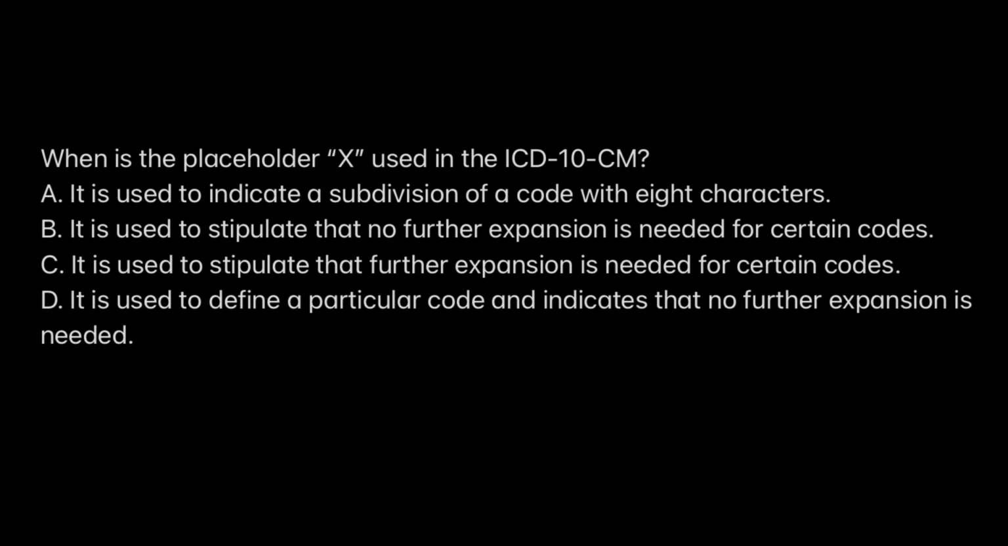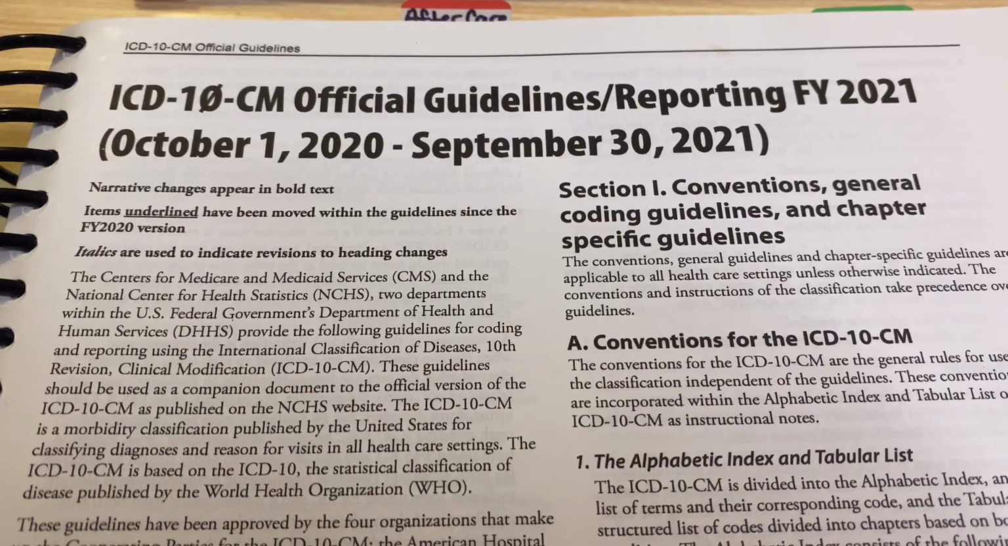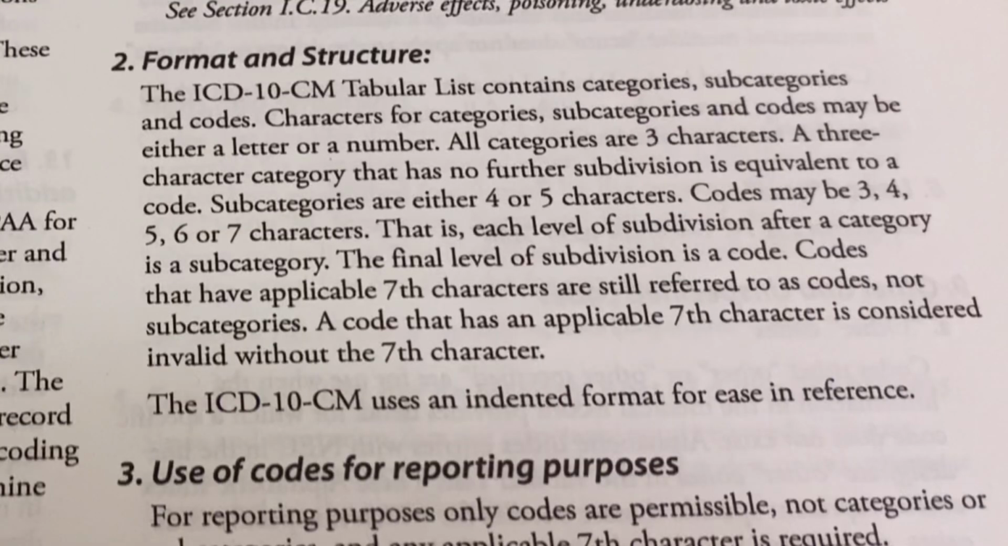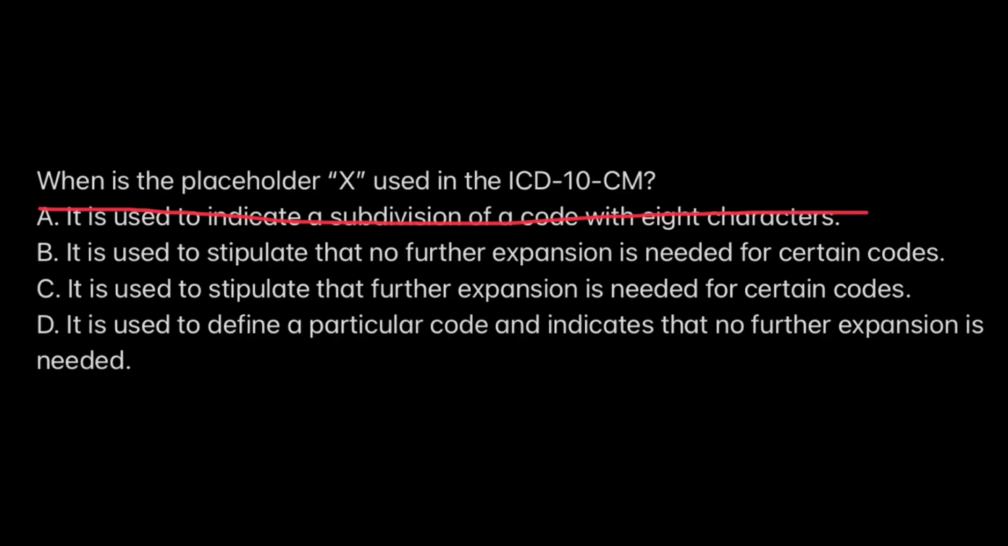So in order to figure out this answer, you are going to have to look in your coding guidelines. So let's head over there. Looking in your ICD-10 guidelines, you want to go to number 2 where it says format and structure, and they tell us that codes may be 3, 4, 5, 6, or 7 characters. So letter A we can eliminate because we do not have 8 character codes.